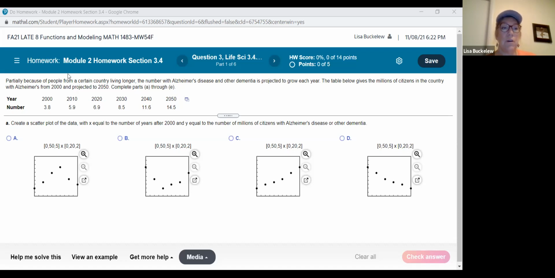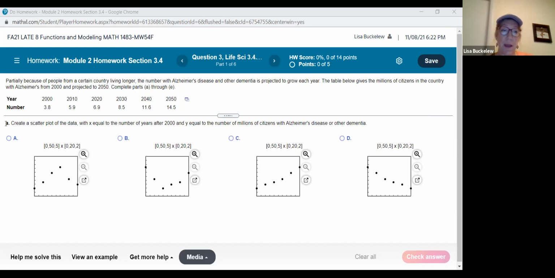So this one says, partially because of people from a certain country are living longer, the number with Alzheimer's disease and other dementia is projected to grow each year. The table below gives millions of citizens in the country with Alzheimer's from 2000 and projected to 2050. Complete parts A through E. Okay, so right there, it doesn't talk about a reference year. It just talks about starts at 2000 and makes projections out through 2050.